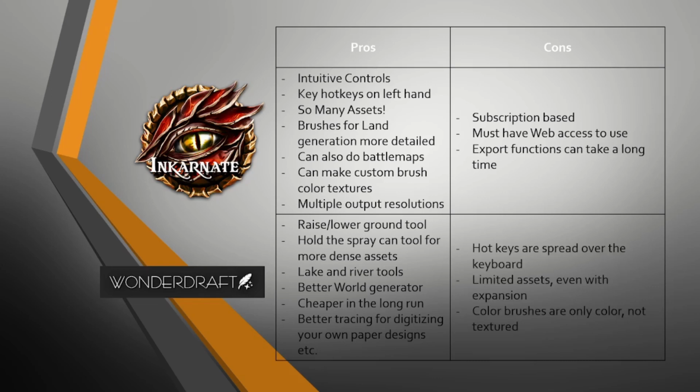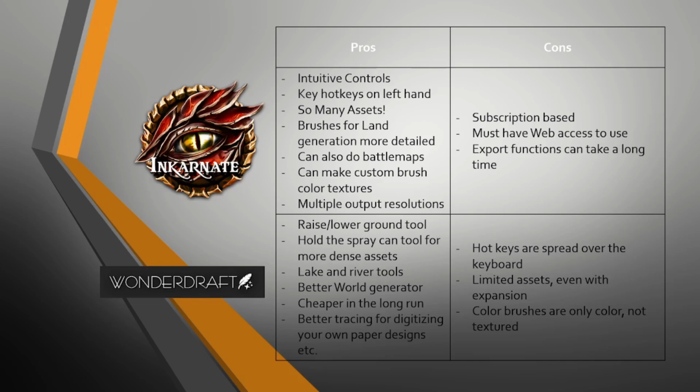Some cons for Wonderdraft. The hotkeys, like I said, and a lot of this is personal preference, but once you get used to Inkarnate's hotkey layout, you're going to realize it just feels better, certainly to me. So the hotkeys are spread over the keyboard, not a big selling point. The assets are limited. Even if you purchase more expansion sets, Wonderdraft does not give you a large set of assets. Somebody correct me in the comments if I'm wrong. If there's somewhere you can get another 20,000 assets all in one pack or something, let me know, but it is definitely limited in that aspect.